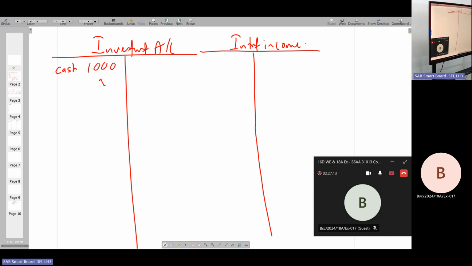Double entry: interest income, effective interest rate. Interest income, debit or credit? Credit. Interest income credit 100. Where to debit? Are we getting cash? No. What do we get in cash flow?